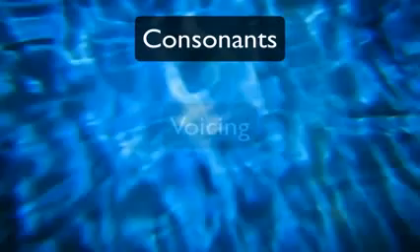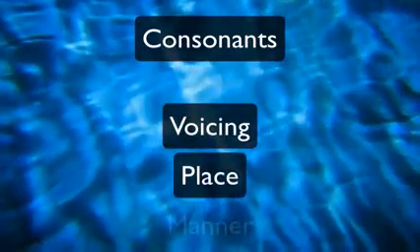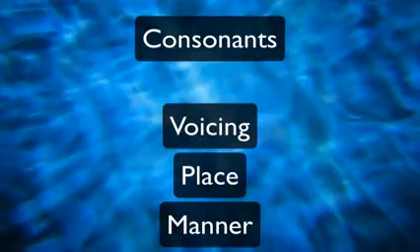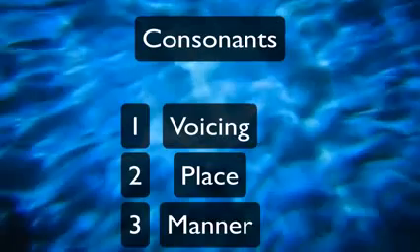IPA splits all of these sounds apart and really tells you, what can you expect to hear when you see a symbol. Over the next few videos, you'll be learning all these symbols, but for now, we'll talk about the 3 things that make one consonant. These are voicing, place, and manner. And we'll talk about them in that order. Voicing is perhaps the simplest.